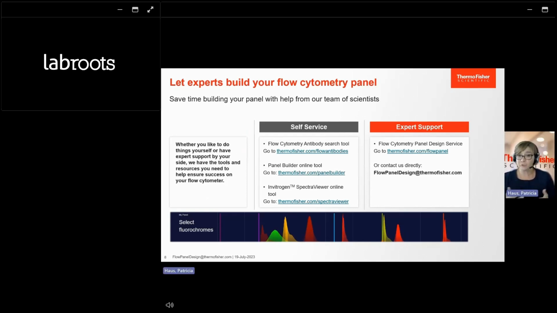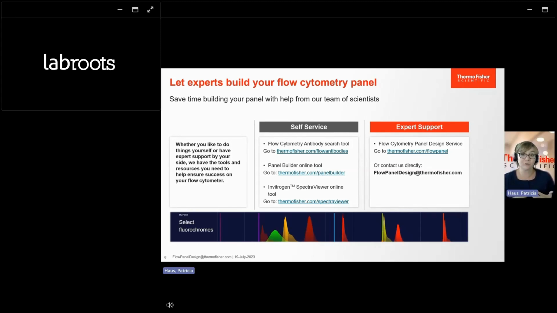Now, I want to introduce you to our flow panel design service with Thermo Fisher Scientific. Within the last years, flow experiments became more and more complex. That is the reason why we decided as a company that we want to invest in this area and offer our service. When I started doing flow experiments, we were already happy and believed that we got a lot of data out of an experiment when we had a viability dye, a marker for the population of interest, and a marker of a specific structure.